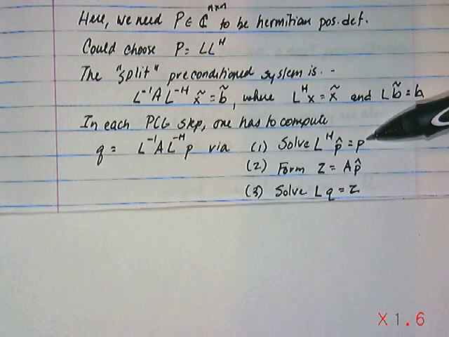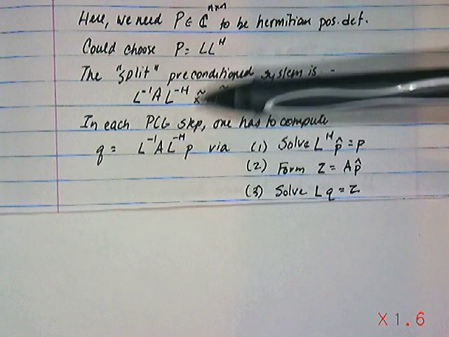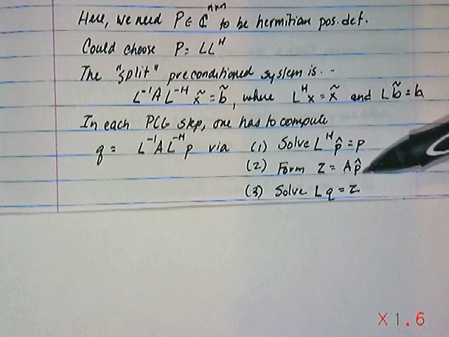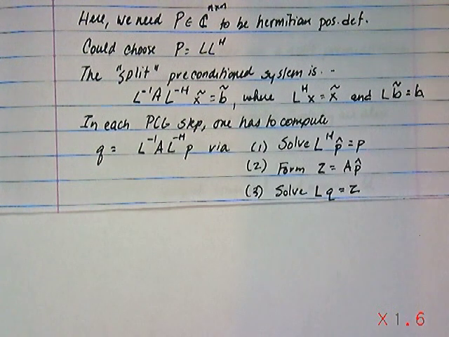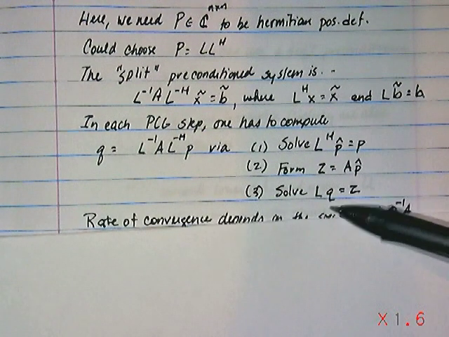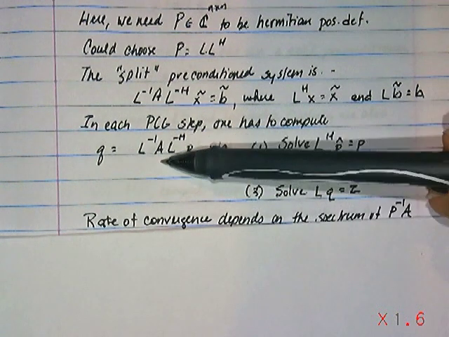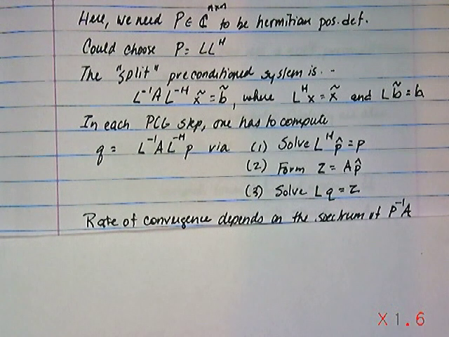Take your current direction vector, solve L^H p hat equals p, which essentially gets you the L inverse H p part. Then form z equals A times that p hat, right? And then finally, to accomplish that left preconditioning, you would solve L q equals z. And therefore, you will essentially have computed L inverse A L inverse H p.